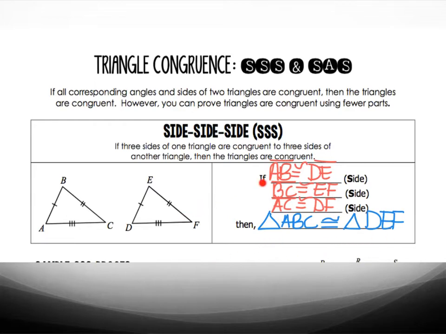So we took three sides of one triangle that were congruent to three sides of the other, and now we're able to say that the triangles are congruent. So that means angle A is congruent to D, angle B is congruent to E, and angle C is congruent to F. And we didn't have to prove all six things were congruent to each other, just three.